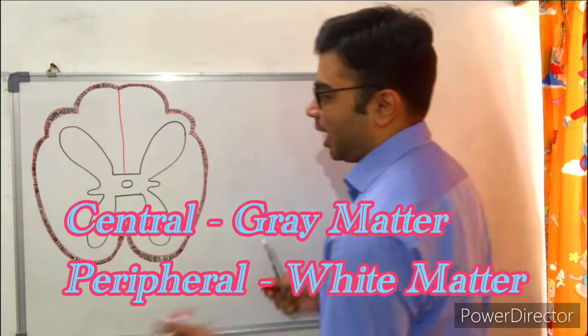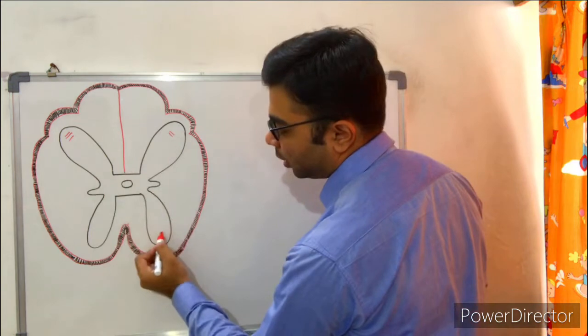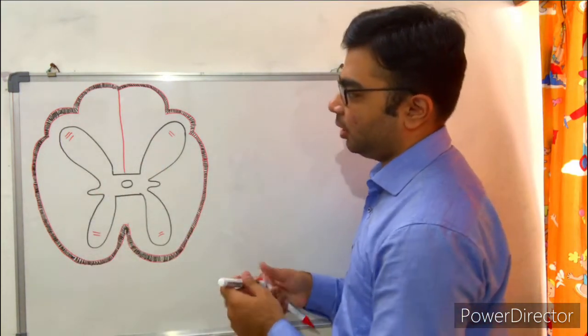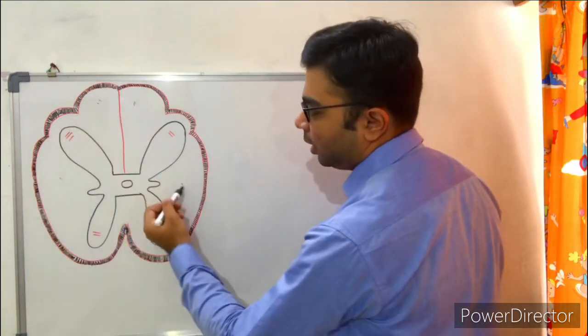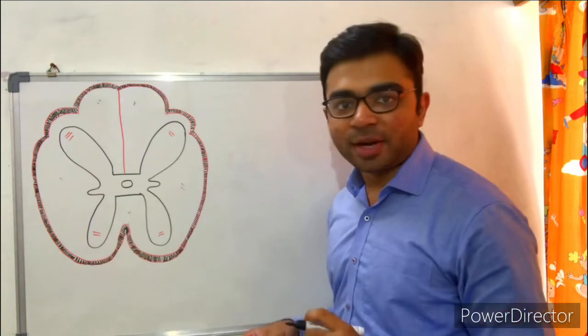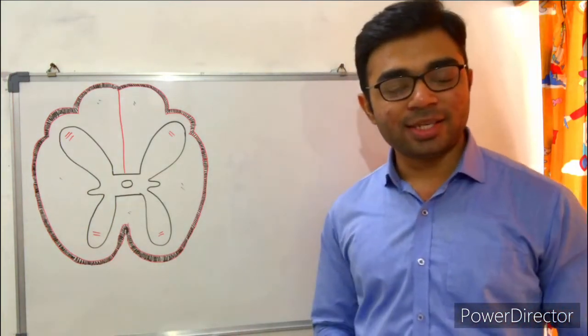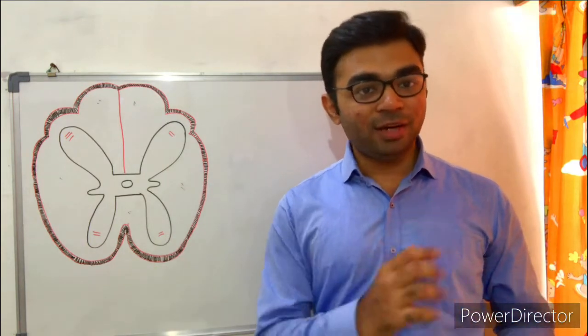As you can see, in the central area, this particular area, that is gray matter, and in the peripheral area, this area, that is the peripheral area, you can see that is the white matter. So in this gray and white, why do we name it as gray matter and why do we name the peripheral area as white matter?